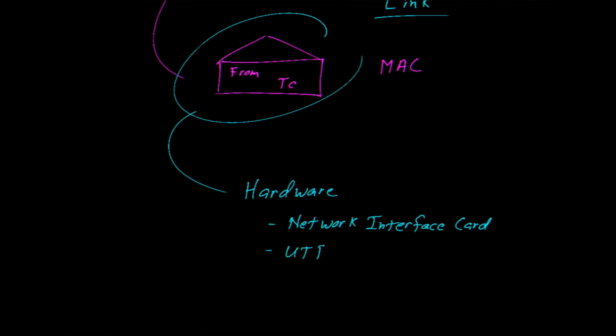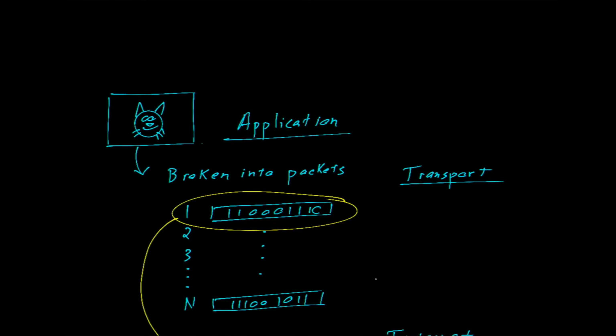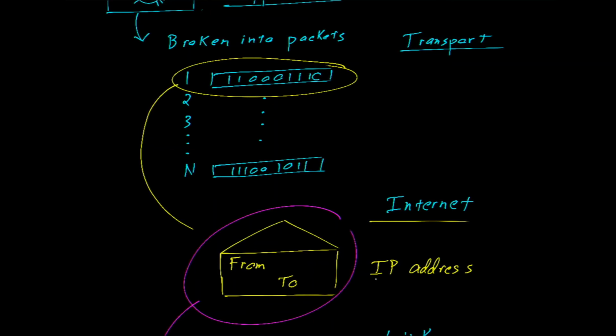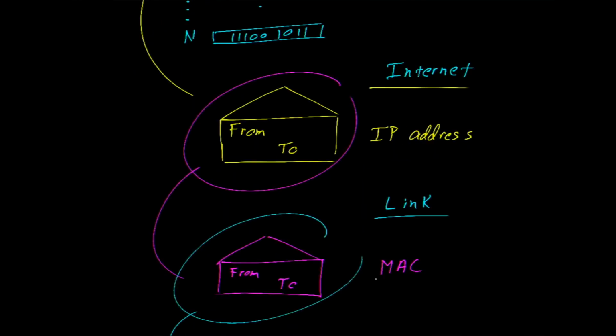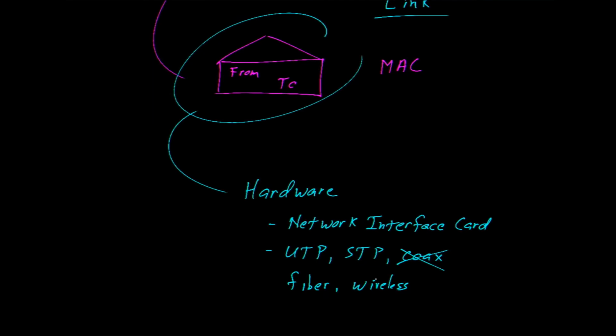So you have unshielded twisted pair, shielded twisted pair, maybe coax. No, probably not coax anymore, but it could be over fiber or maybe wireless. So let's look at that again. At the application level, we have this picture of a squirrel. That picture gets broken into many different packets. Each packet, one at a time, is sent to the internet layer, where it's given an IP address. From there, it's sent to the link layer, where it's given a MAC address, and then it goes across hardware.